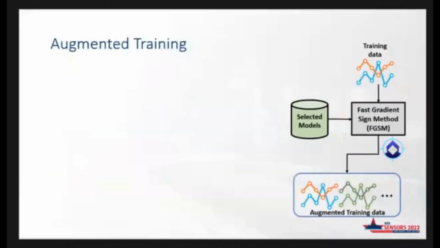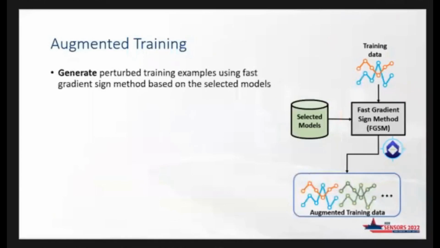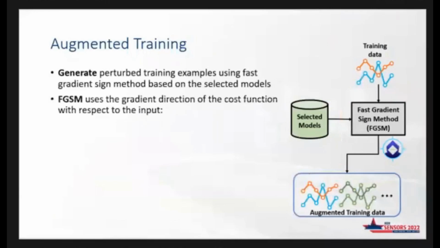Next step is to generate augmented training data. Okay? So we actually create this data using the fast gradient sign method. The intuition is super simple. It is basically using the gradient of the cost function with respect to the input.